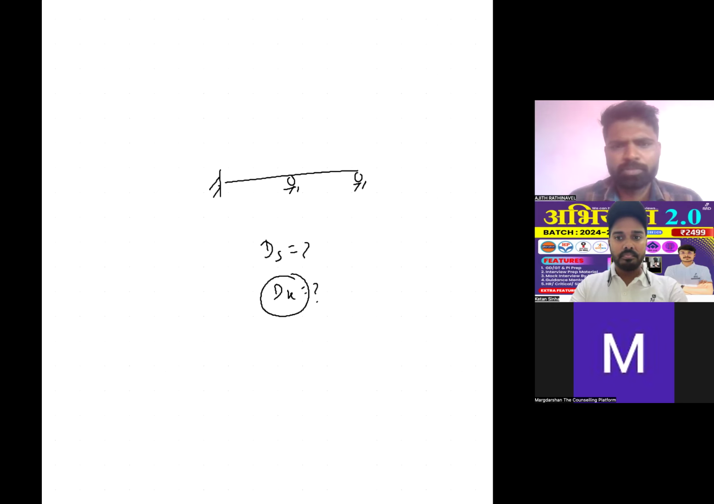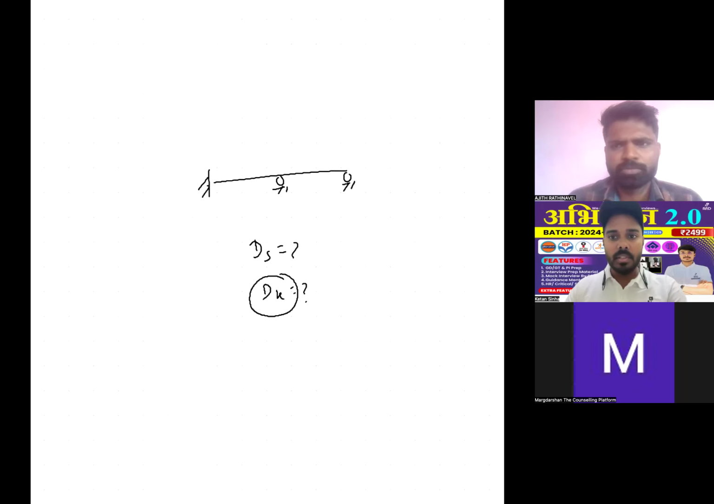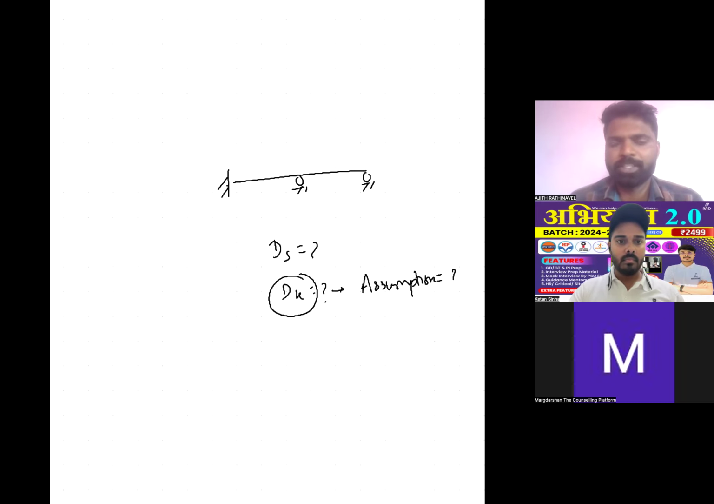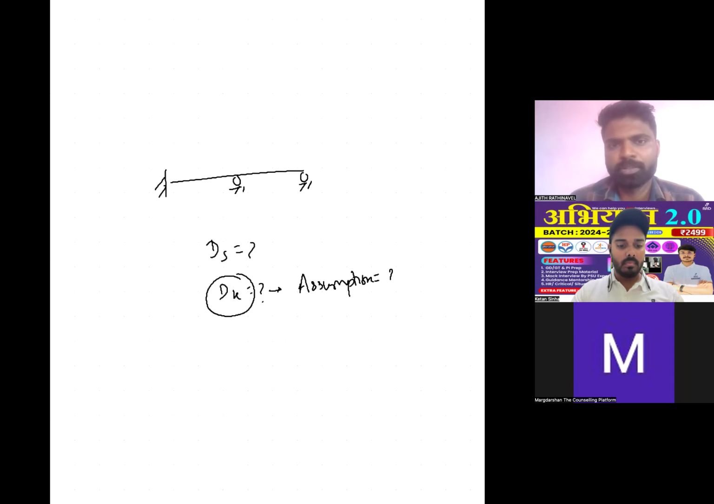Can you please repeat the assumption for this Dk? What assumption have you taken? We actually neglect the axial compression, sir, axial deformation, sir. We consider only primary bending, sir. Okay, so basically you have ignored the axial deformation, right? Yes, sir. Okay, good.